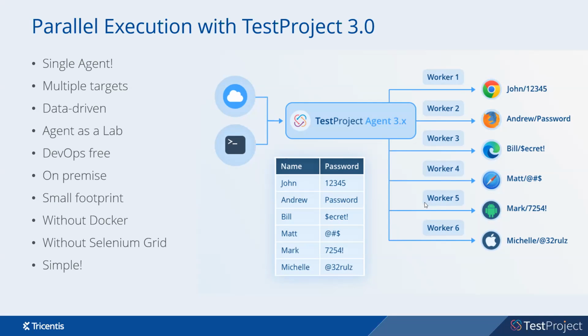And since the inception of the TestProject Agent 3.0, you don't have to wait anymore for each target to finish. So you can execute the same tests on each browser in parallel, as long as your computer resources allow this. And this is something that we call the workers.